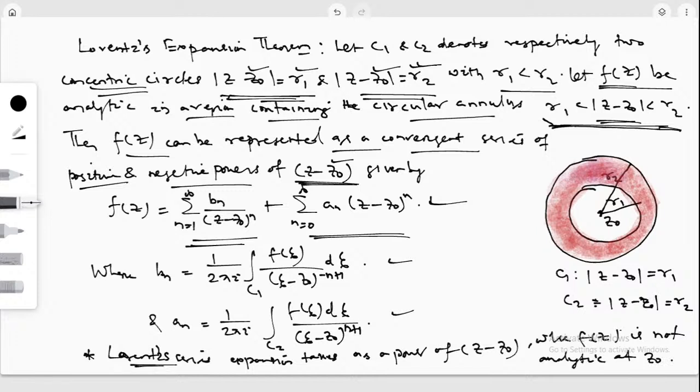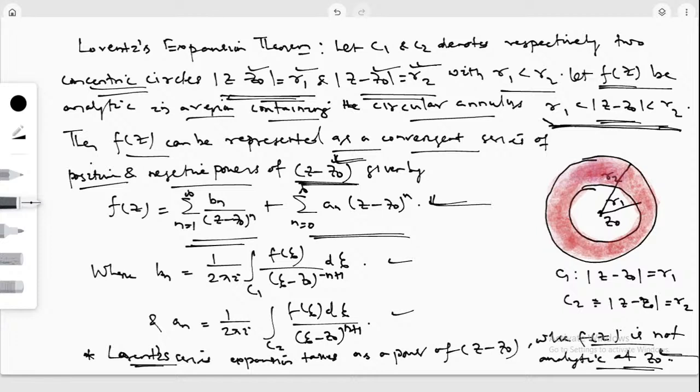Okay, in Laurent series, if the Laurent series takes place about this point z naught, then f of z is not analytic at z naught. But in Taylor series it is something different. If f of z is analytic about z naught, then you are taking z naught as the center of that power series. But here, if f of z is not analytic at z naught, then you can take z naught as the center of that power series in this Laurent expansion case. Okay, this is the statement.